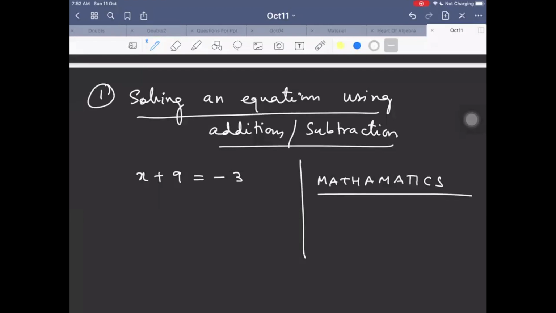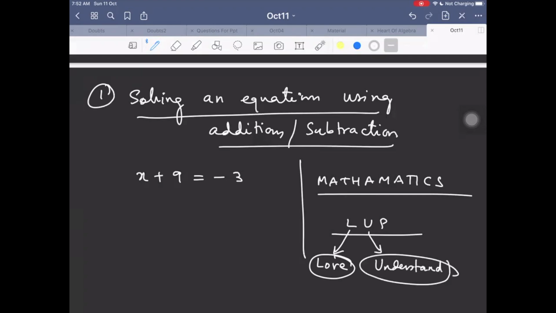See, mastering mathematics is about, there are 3 steps. I always tell my students there are 3 steps. It's LUP. Okay, you love math. Okay, then you understand stuff, understand why it happens, and then you practice a lot. Okay, love math.